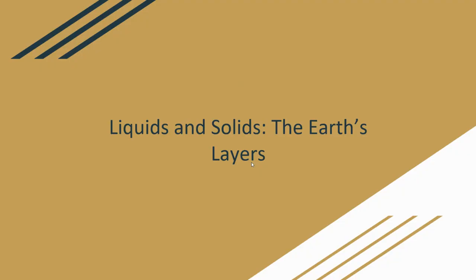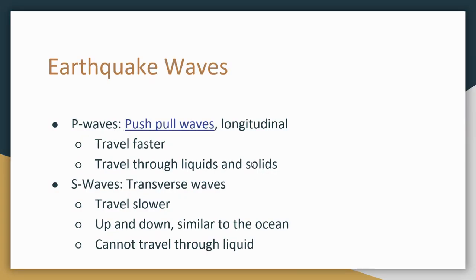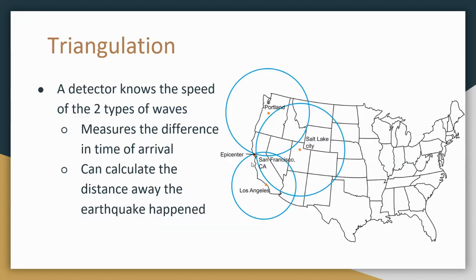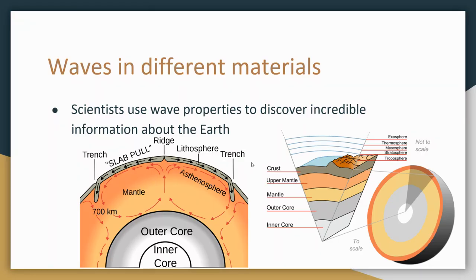All right. Well, it turns out that you can use this information, these different waves and their different speeds, to figure out a whole lot of really cool things. So, scientists use the properties of waves to discover incredible information about the Earth. I want you to think back to last week when we were talking about the different layers of the Earth. So, we said we have the crust, the upper mantle, the regular mantle, the outer core, and inner core. And I said these are made of different materials. First of all, I said that the mantle is liquid, and that's what allows it to circulate this way.